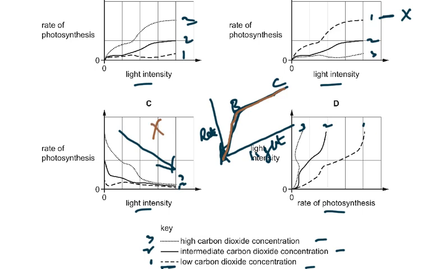So this is wrong. D was, of course, where they had changed the axis. Light intensity, which is the independent variable, is always on the x-axis, and the rate of photosynthesis, which is the dependent variable, is on the y-axis. So this was wrong.